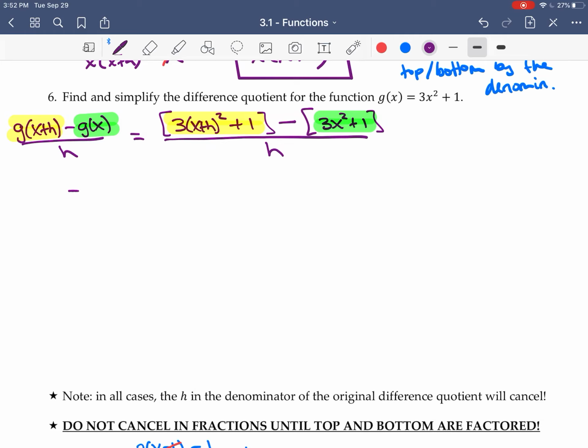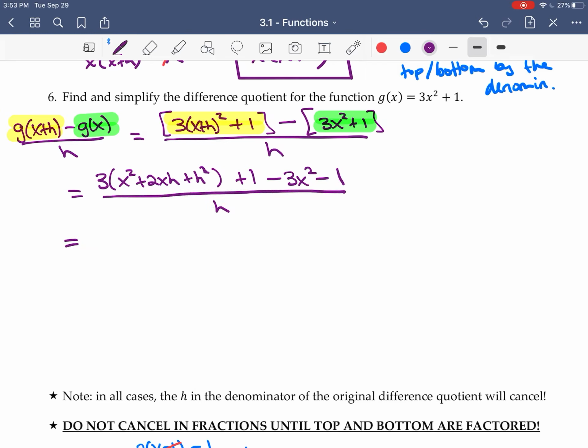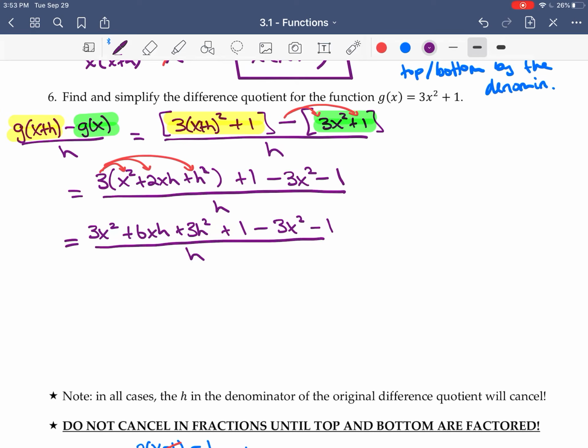Okay, so now to simplify this, I just want to expand everything out. So this is going to be 3 times x plus h all squared is x squared plus 2xh plus h squared. And then I have the plus 1. The negative has to go to both things in g of x, so it's going to be minus 3x squared minus 1. Okay, all of that is over h. Okay, so you have to remember that this negative has to go to both things. And now I need to bring the 3 into all of these things. So that's 3x squared plus 6xh plus 3h squared plus 1 minus 3x squared minus 1 all over h.